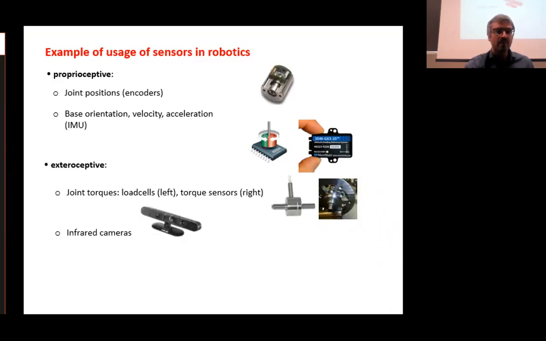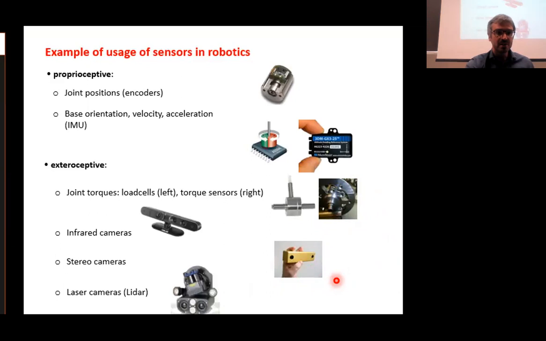Then we have the infrared camera. This is an example, like a Kinect or stereo camera. This is a Bumblebee camera. It's quite old, no longer used. Now we use more like a RealSense camera or Intel cameras that are more modern and have better performance.